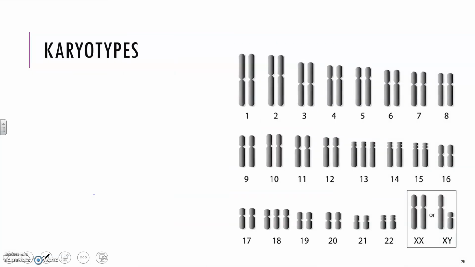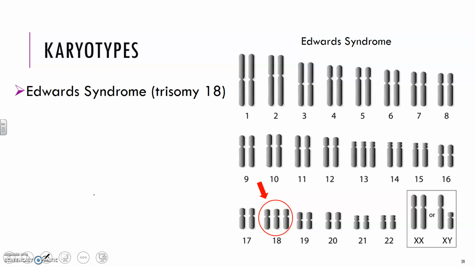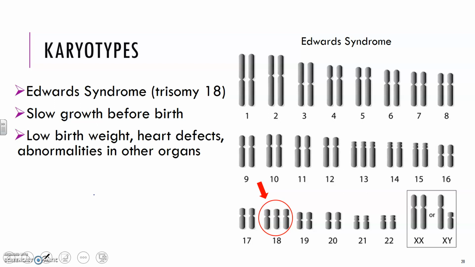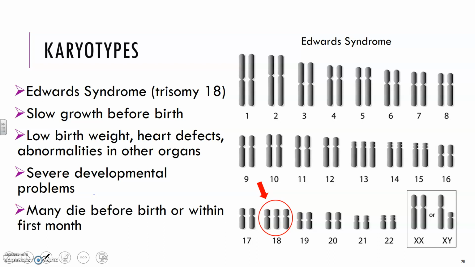But what do you see in this one? Oh, well, okay, I forgot to take off the third 13 chromosome, but now we have three 18 chromosomes. So it's Edwards syndrome, or trisomy 18. This one, slow growth before birth, low birth weight because of that slow growth. Oftentimes we'll have heart defects or abnormalities in other organs. Severe developmental problems can be present. And then many die before birth or within the first month.